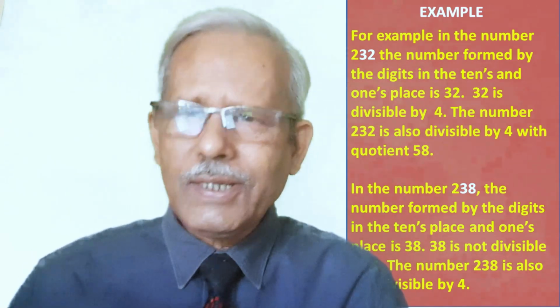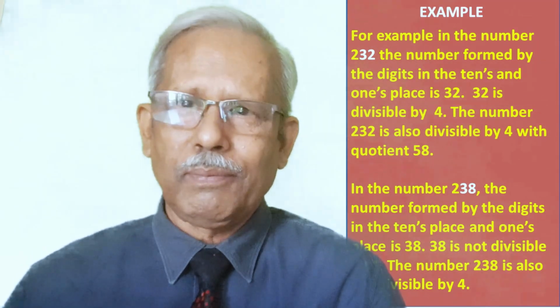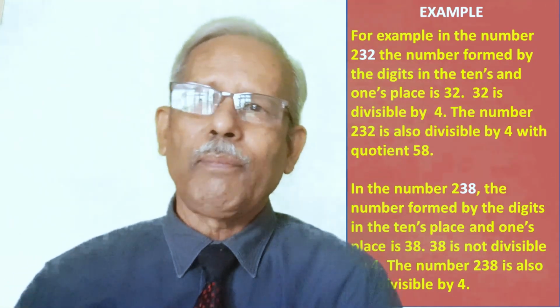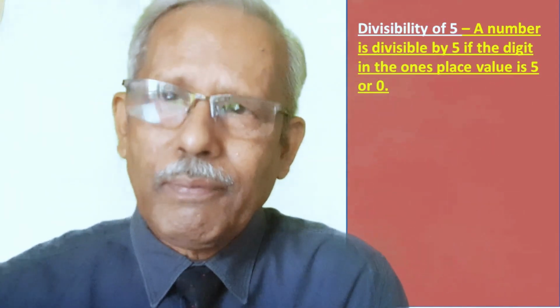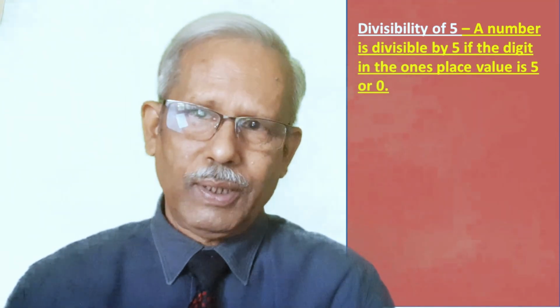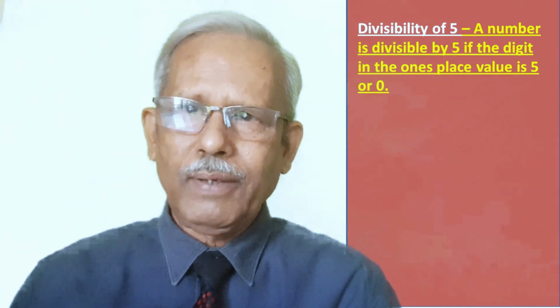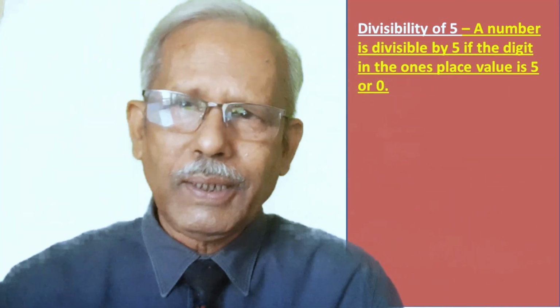Okay, so you can understand now how a number can be confirmed as divisible by 4. Now let us see about 5. A number is divisible by 5 if the digit in the ones place is either 5 or 0. If it is 5 or 0, the number is divisible by 5. It's very simple and everyone knows about it.